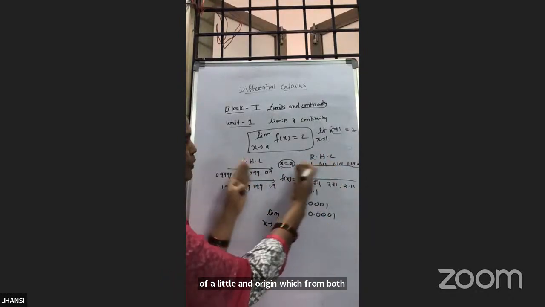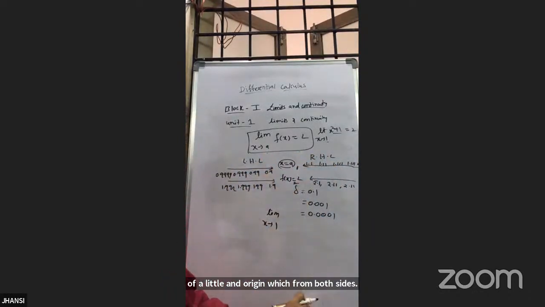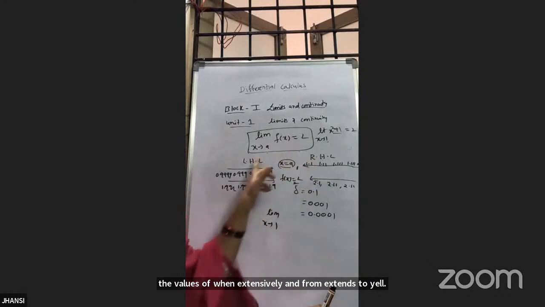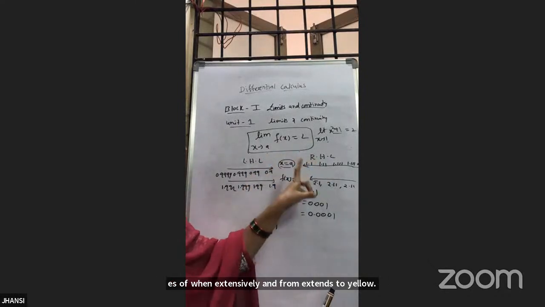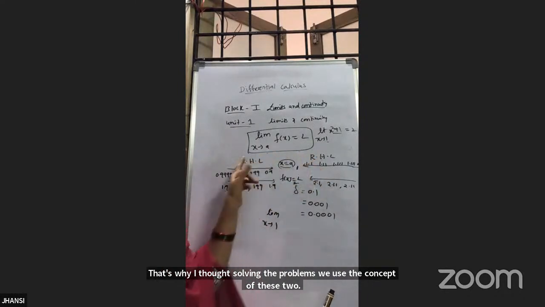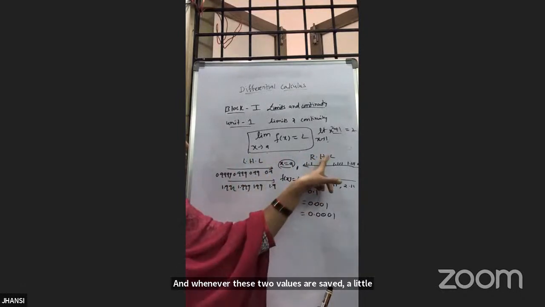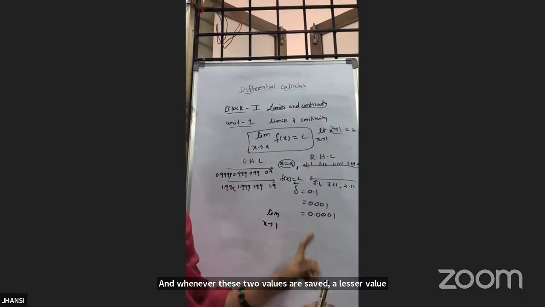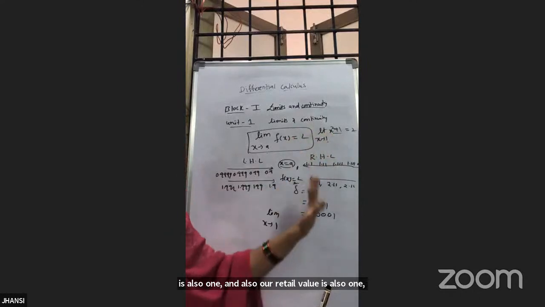Means from two sides, they are approaching each other for getting the values when x tends to a. That's why for solving the problems, we will use the concept of these two. Whenever these two values are the same, LHL value is 1 and RHL value is also 1, then the limit of this function exists.